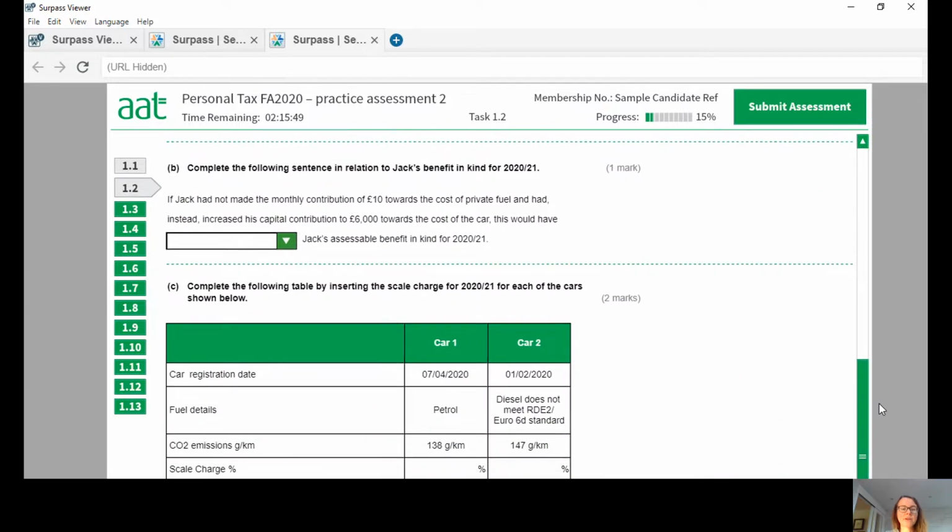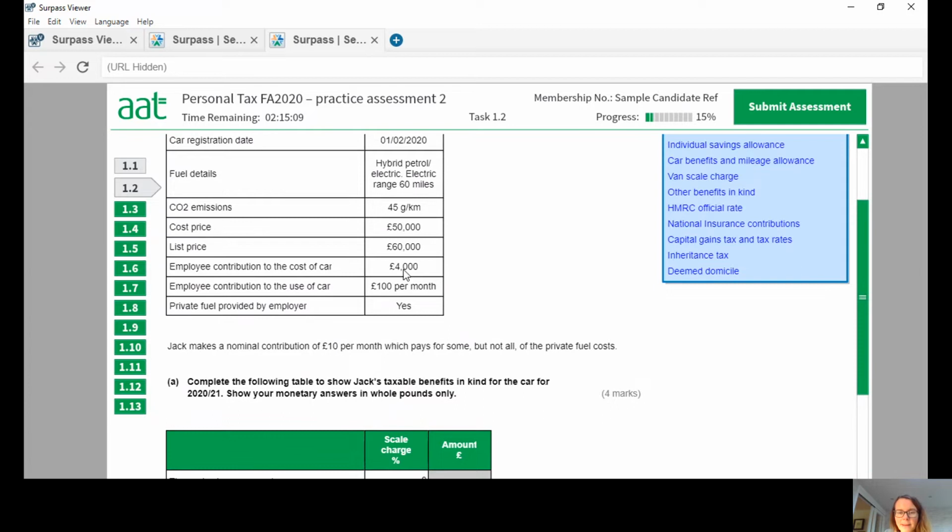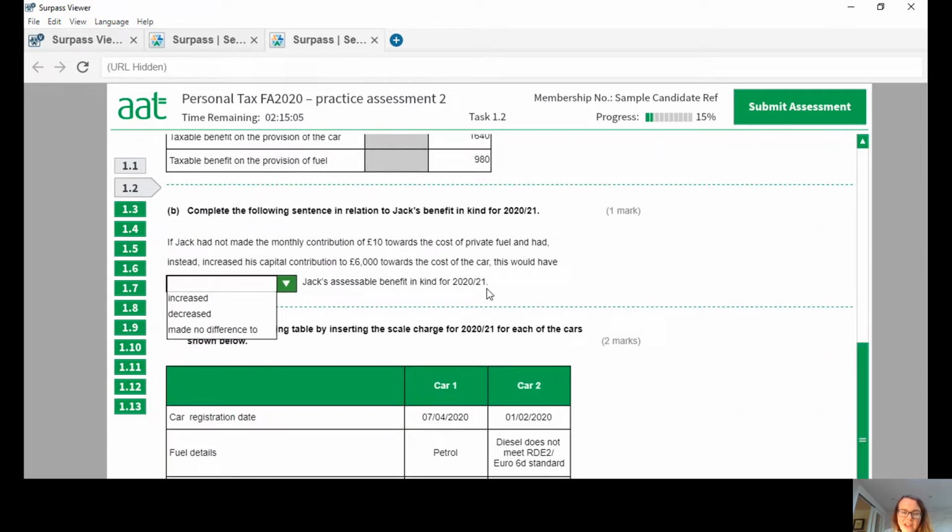Part B. If Jack had not made the monthly contribution of £10 towards the cost of private fuel, and had instead increased his capital contribution to £6,000 towards the cost of the car, what would this have done to the benefit? Well, we know that him making the £10 contribution had no effect whatsoever. So changing that is not going to make a difference. But if he makes a bigger contribution towards the cost of the car, instead of subtracting the 4,000 that we had originally here, we could now subtract 5,000.